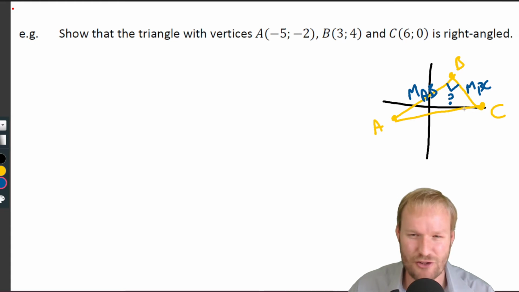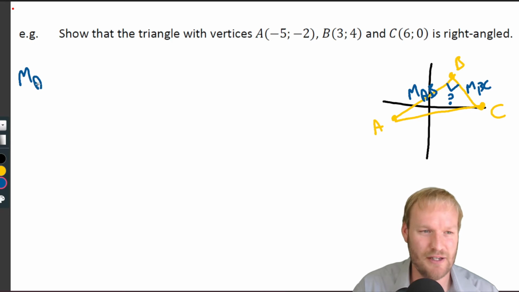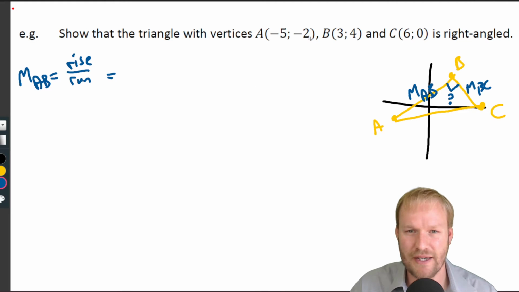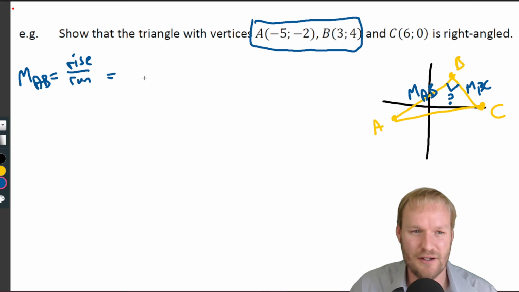But that's what we're trying to see. And as I said, my sketch could be terrible. That might not be where the right angle is. So let's have a look. Gradient AB. Well, remember I already said I like going rise over run. So from A to B, I'm just going to highlight and then I'm going to rub this out.